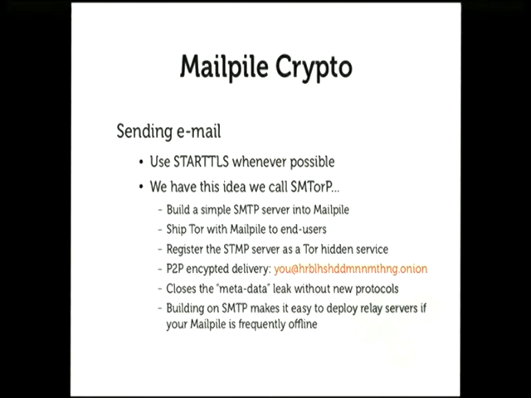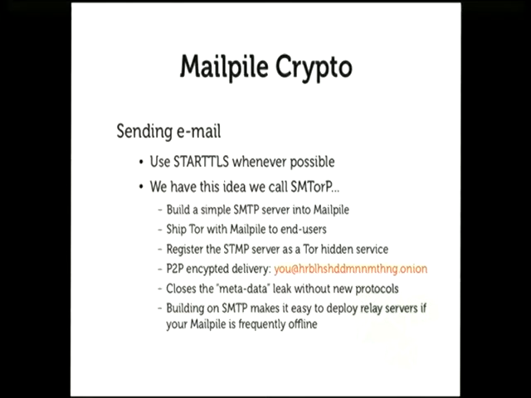But what that means is that when your Mailpile is connected to Tor, one Mailpile can deliver email directly to another. And it doesn't have to go through any outside relays. It never leaves the encrypted Tor network. And we have suddenly closed the metadata leak that people are complaining about with SMTP, where the NSA is just listening to who is sending whom messages all the time. Because a lot of the time, that happens in the clear.